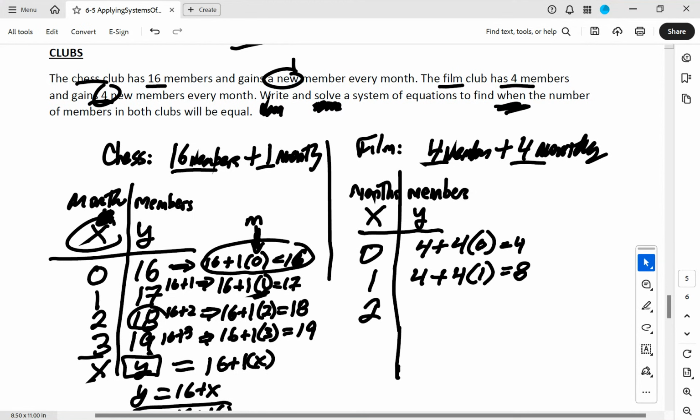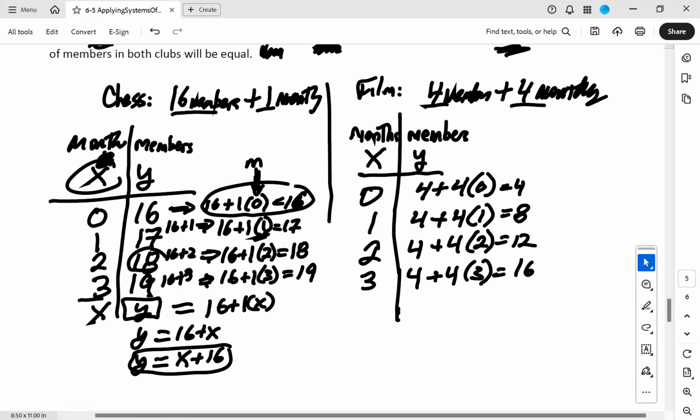And then the second one, after 2 months, we have 4 old members, the usual members, plus 4 times the number of months. So that's 8 plus 4, which is going to be 12, equals 12. 3 months, we're going to have 4 members starting off, plus 4 every month, and there's 3 months. So that's 12 plus 4 is 16.